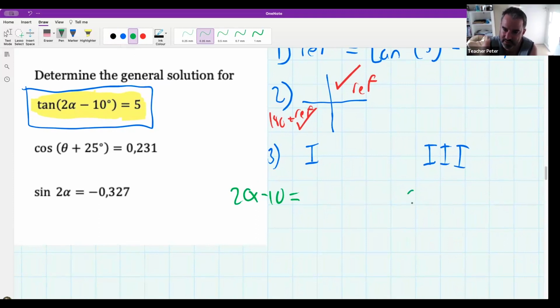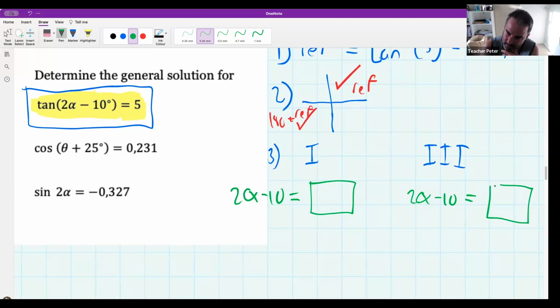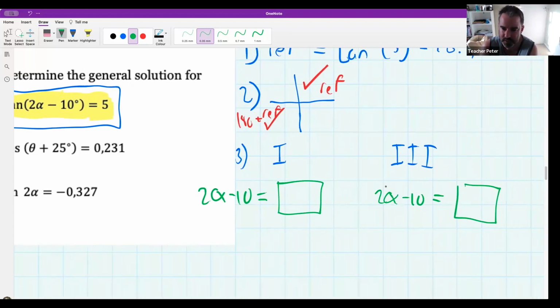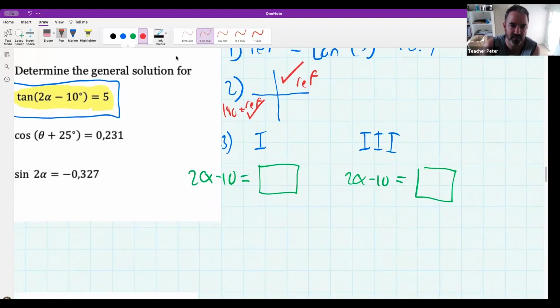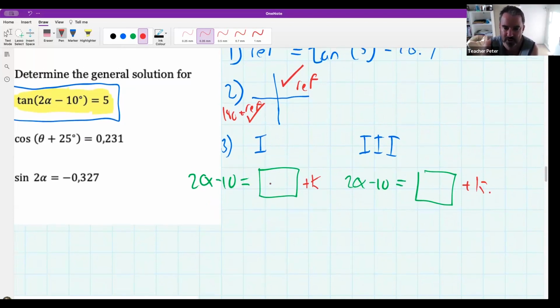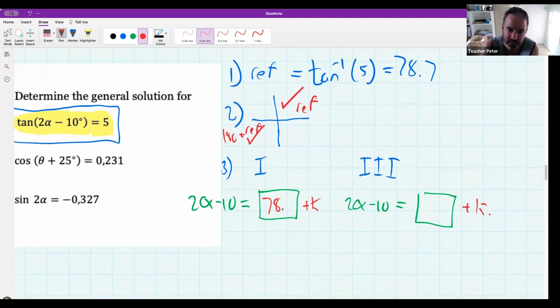And then on this side, I could also go 2 alpha minus 10. The question is, now I can have some things here. And there's also going to be a little bit of extra stuff at the end here too. There's going to be a plus k. So what is inside this box? Well, it's going to be 78.7. Okay.